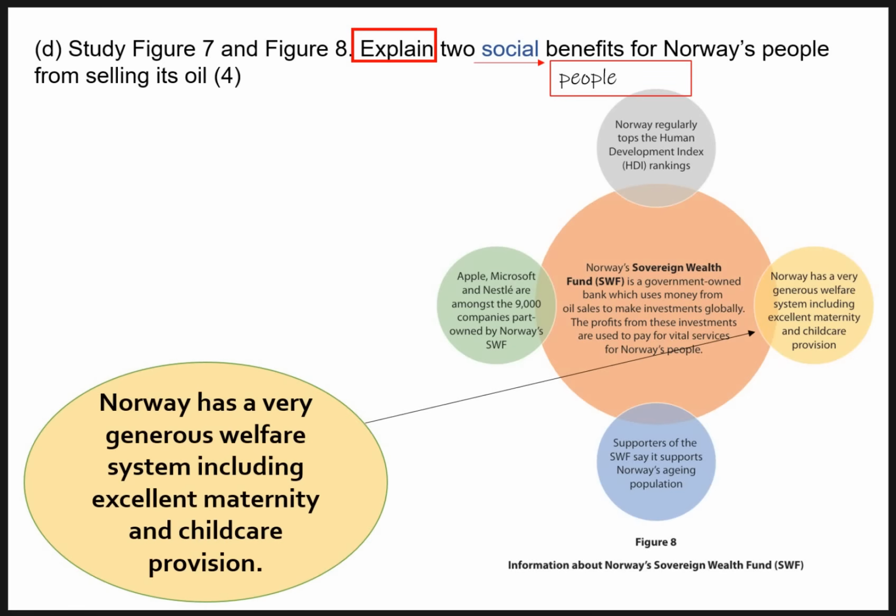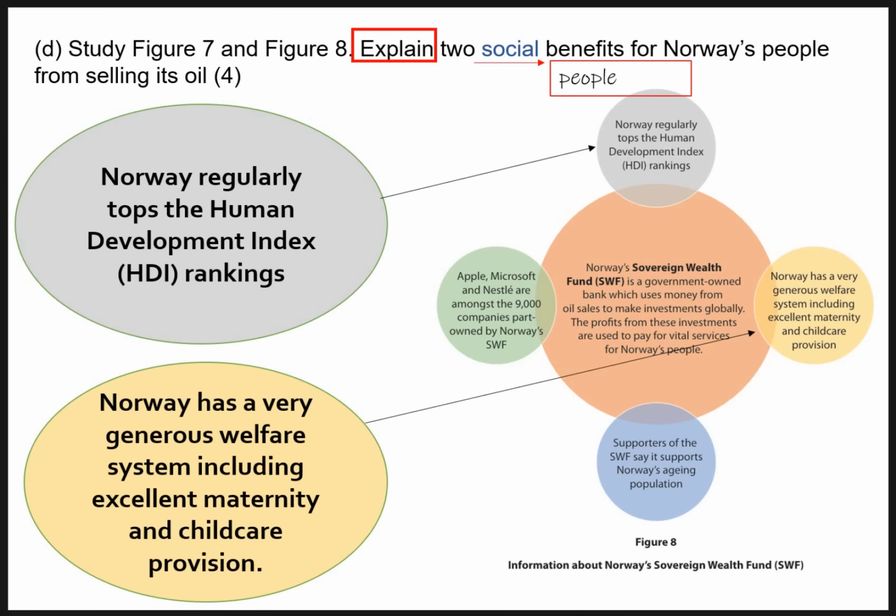So there's our first answer, directly from the source. Norway has a very generous welfare system, including excellent maternity and childcare provision. Second social benefit, HDI, Human Development Index. Norway regularly tops the Human Development Index. So we can see that Norway's selling of oil, which is part of its sovereign wealth fund, and that wealth fund itself invests in other companies around the world and generates an income, and then Norway uses that income for public services.